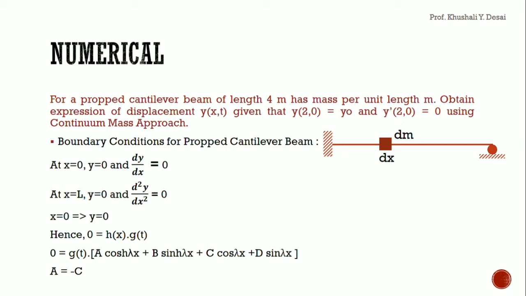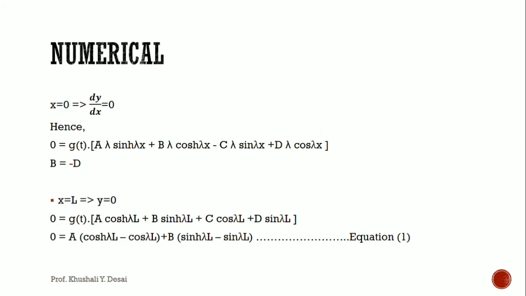Starting from the very first condition, x equal to 0, where y equal to 0. So substituting these values in the original equation of y equal to h of x into g of t, what we'll get is a equal to minus c, constants. Similarly, substituting the second condition that x equal to 0, the rotation dy by dx is also equal to 0.